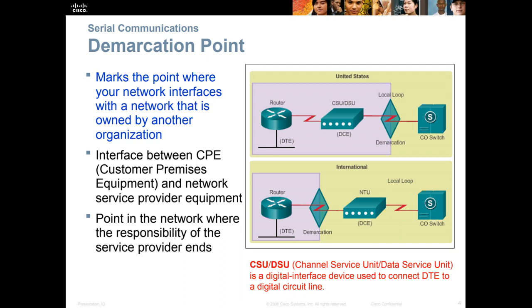What is the demarcation point by definition? By definition, it marks the point where your network interfaces with a network that is owned by another organization, let's say the ISP. So where is the borderline between your network and the ISP? It is the interface between the CPE, the customer premises equipment, and the network service provider's network.